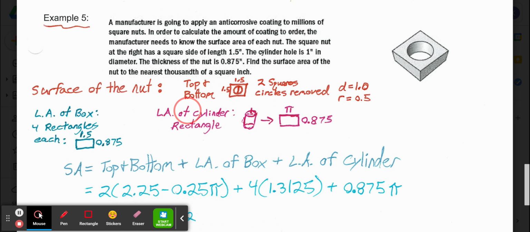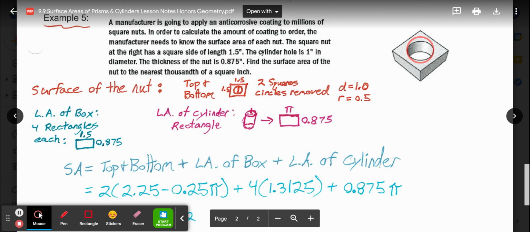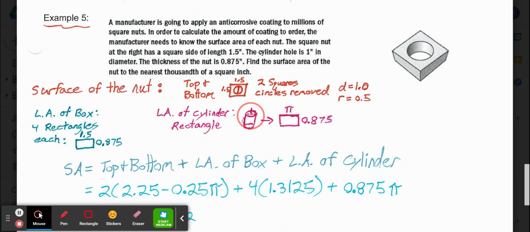And then we have to deal with the lateral area of the cylinder. So the cylinder here. Well, that lateral area of a cylinder, when we unroll a cylinder, creates a rectangle. So if that had a diameter of 1, the length would be the circumference, which would be pi, because pi times diameter is circumference. So if our diameter was 1, that length would be pi, and the height would be 0.875.